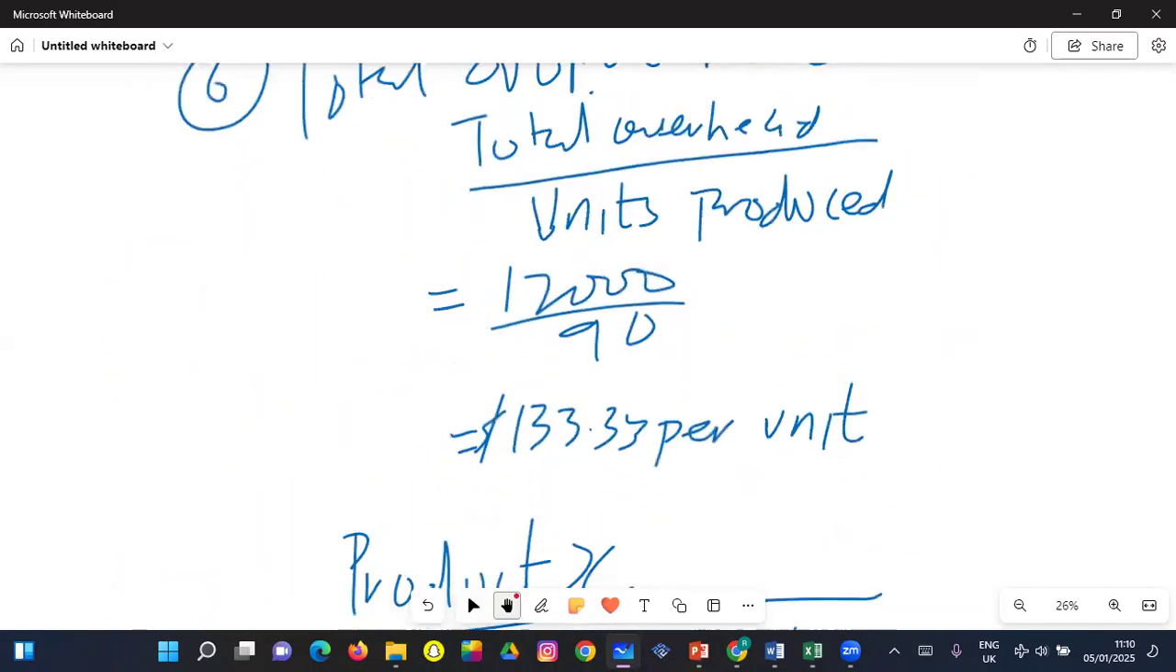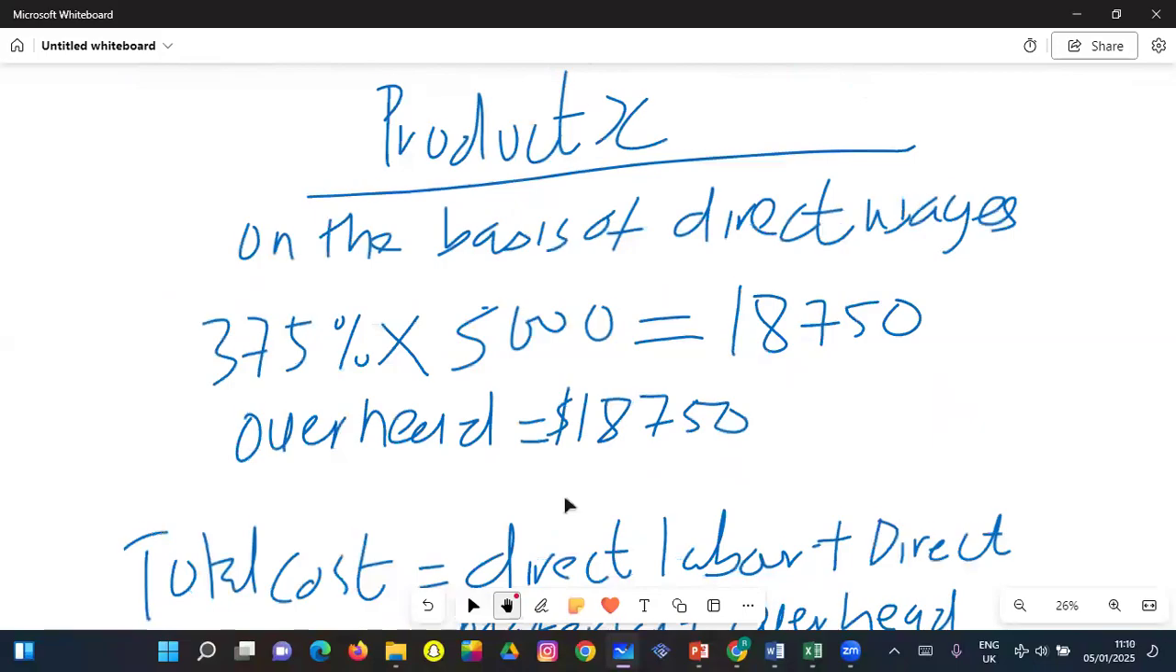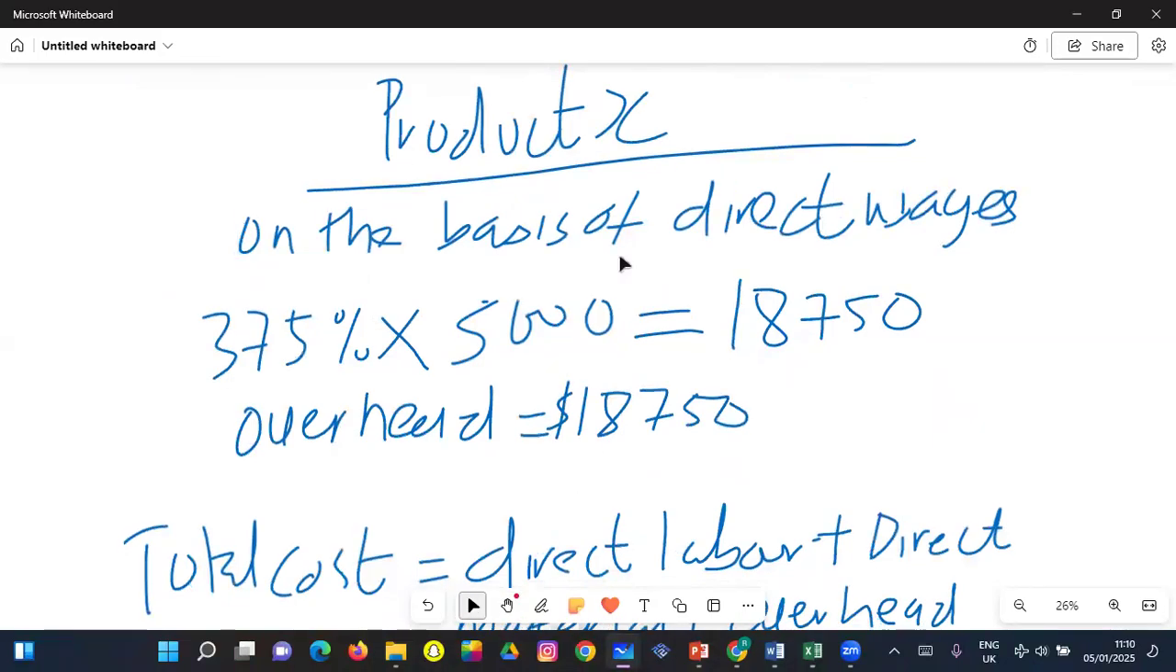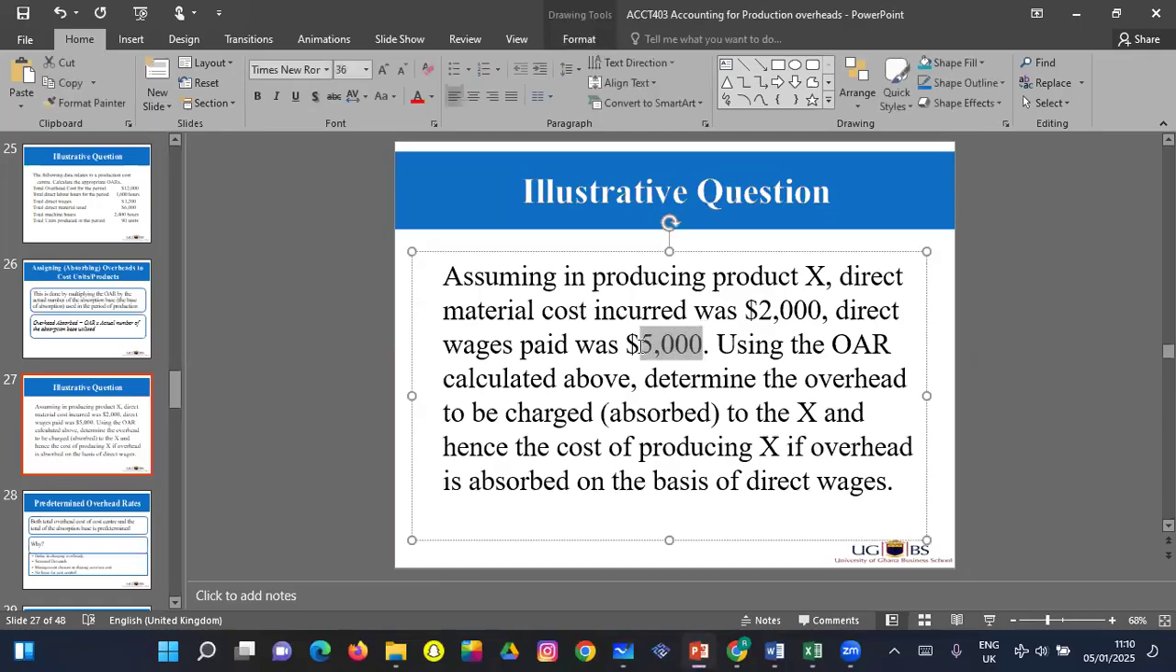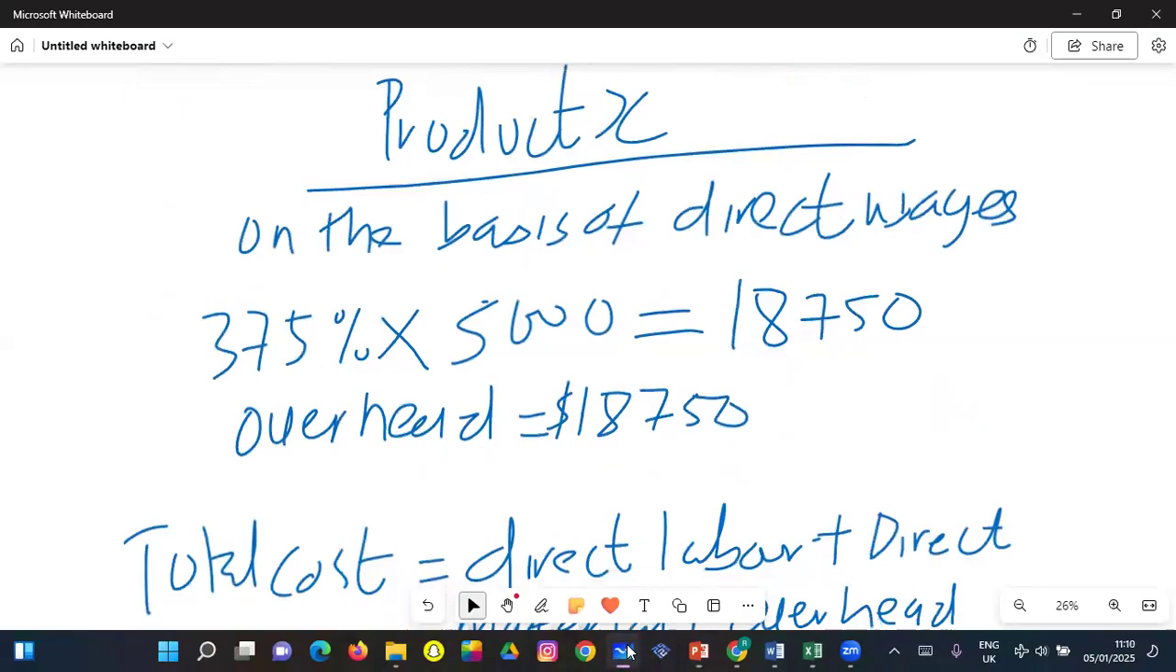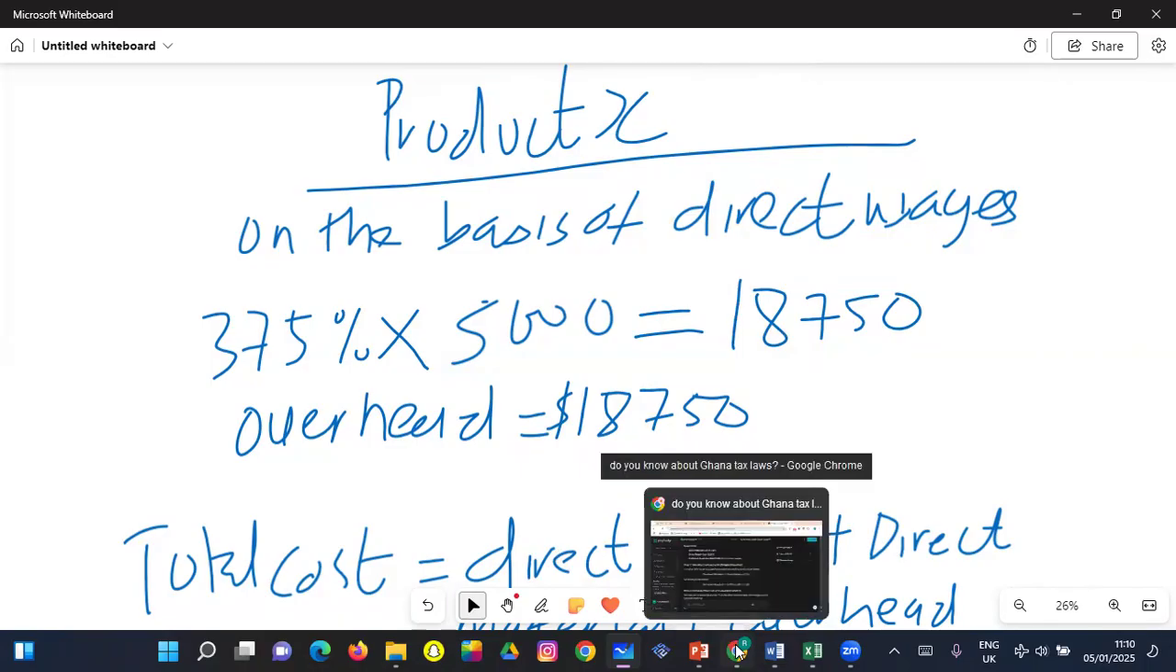So we are going to multiply that 375% by the direct wages. On the basis of direct wages, 375% times 5,000, which was given in the question as our direct wages paid, is going to give us our overhead, because that's what they are using as the basis of absorption. We do that and we get 18,750. That is our overhead. Now, remember total cost is direct material plus direct labor plus overhead, or prime cost plus overhead.